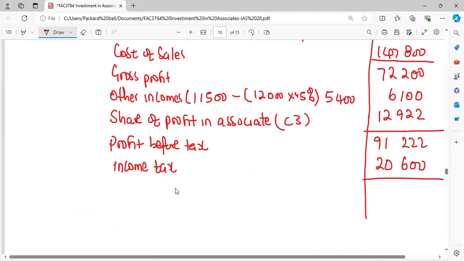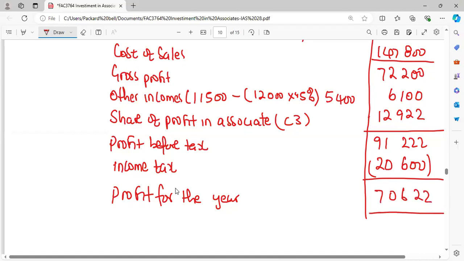So that's the tax. Then we need the profit for the year, which is 91,222 minus 20,600. So the profit for the year is going to be 76,222. That is going to be the profit for the year.